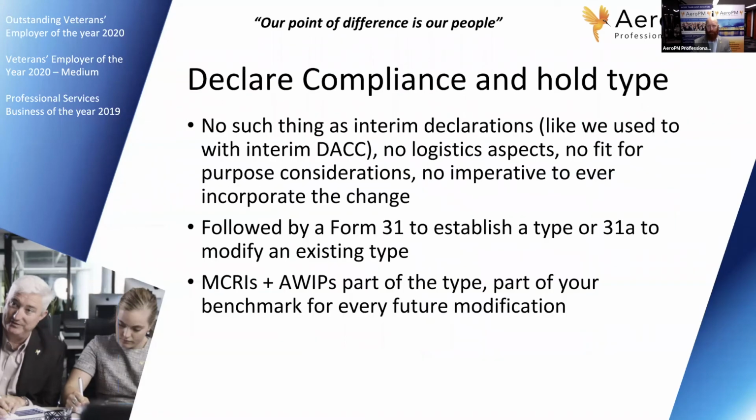Okay, so how do we bookend? We bookend the program by declaring compliance, and the type holder then holds that type. The type holder and the applicant aren't necessarily the same person. And as I've mentioned earlier, just because we declare compliance, it doesn't automatically follow that that modification is now part of that type. The type holder gets to make that decision. Okay, so with that in mind, I'll give you 30 seconds on this slide.